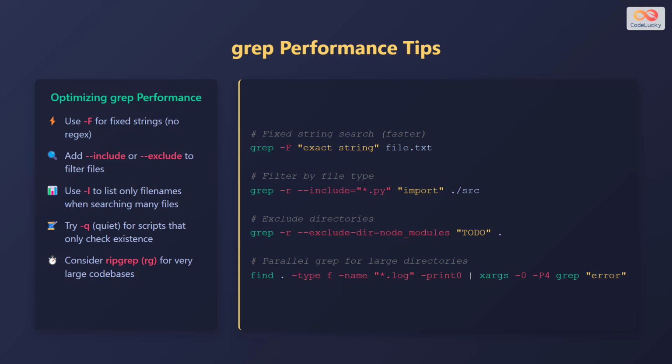Here are some examples. grep -F 'exact string' file.txt performs a fixed string search. grep -r --include=*.py import /source filters by file type when searching recursively. grep -r --exclude-dir=node_modules todo excludes specified directories from the recursive search. And find . -type f -name '*.log' -print0 | xargs -0 -P4 grep error uses parallel processing to speed up the search in large log directories.